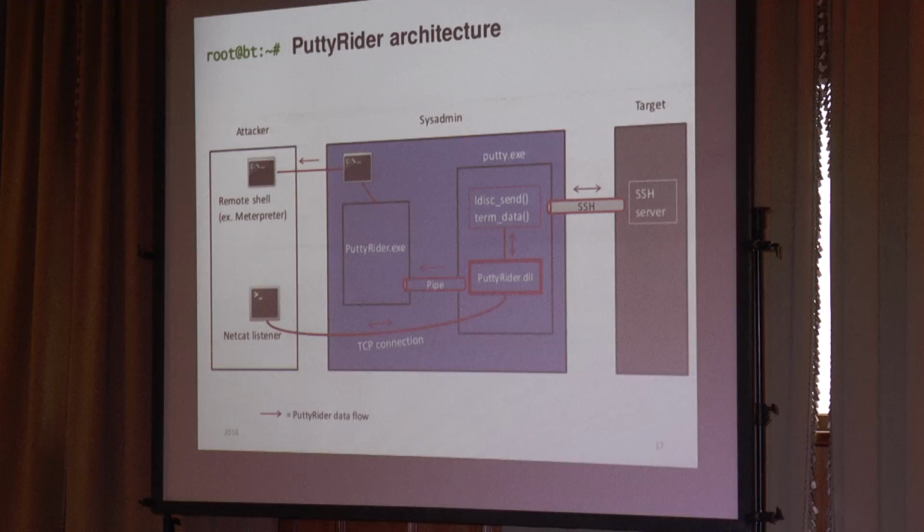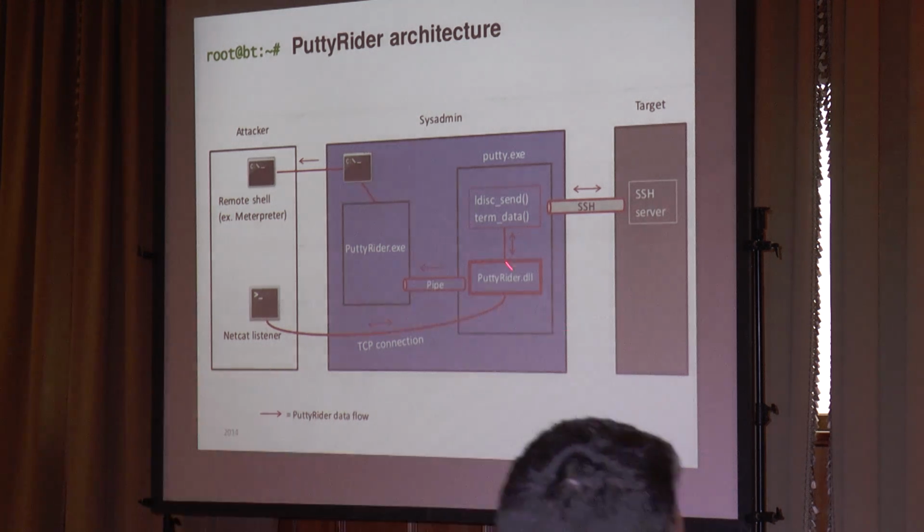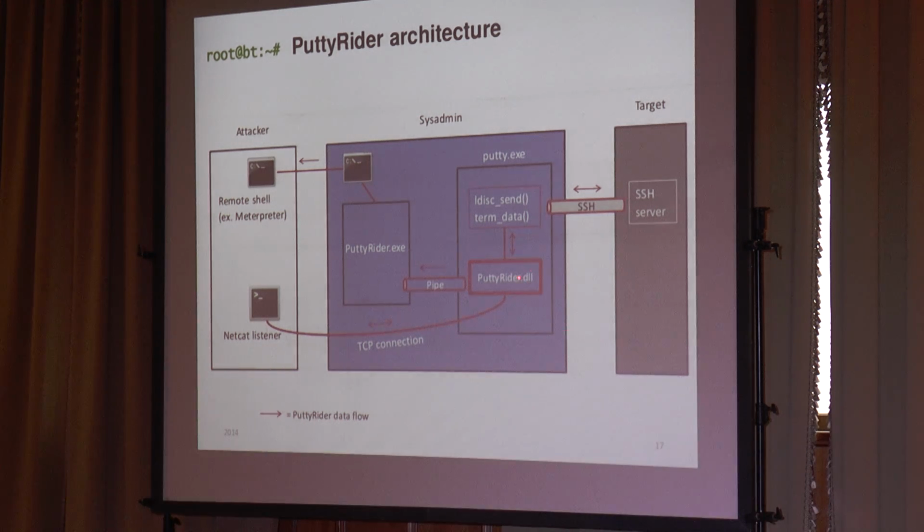This is the architecture of the tool. Okay, so white, attacker, blue, sysadmin. The flow is the following. The attacker, using a remote shell on this machine, starts the PuttyRider.exe. This is the injector. And this injector executable actually injects the DLL into the memory of Putty.exe process.